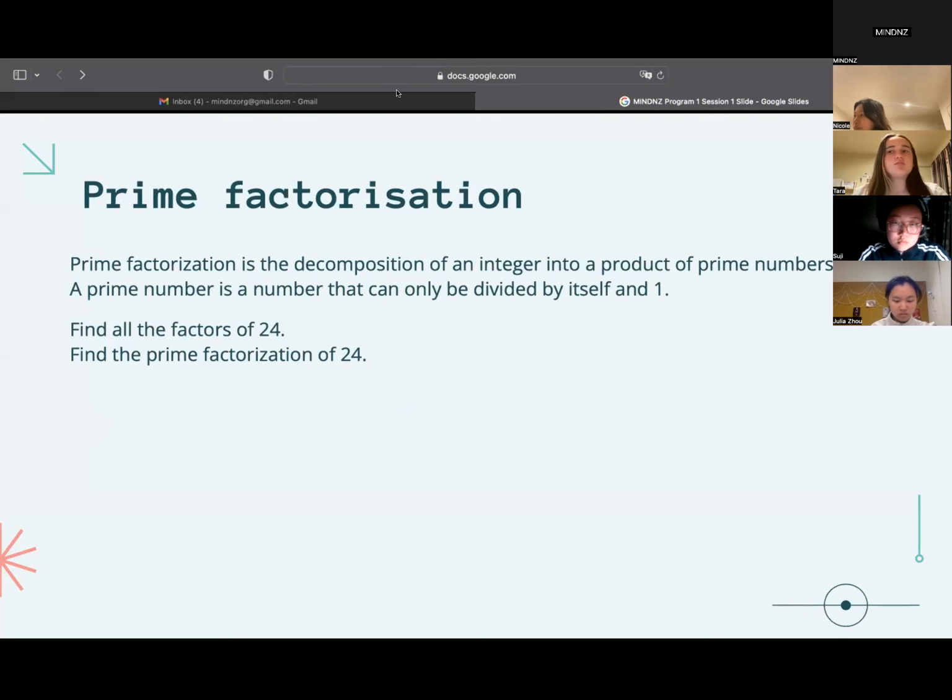Okay. Yeah, odd number equals to 1 mod 2. Nice.